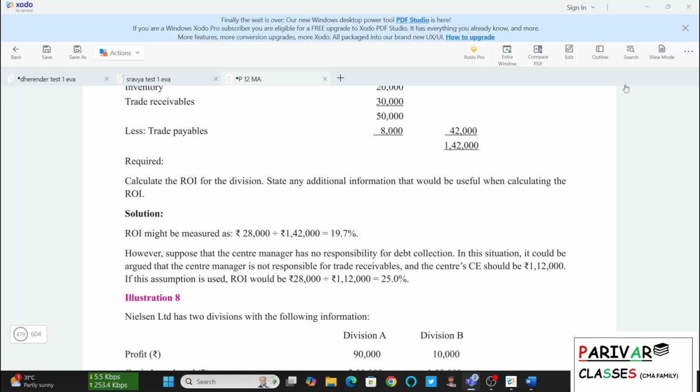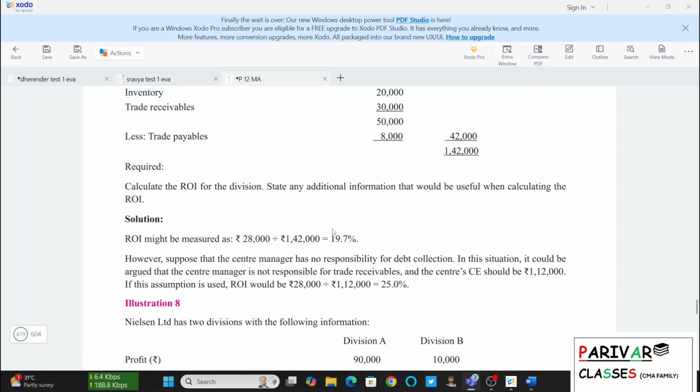Yeah, he is saying if the division manager is not responsible for debt collection, we should not add trade receivables in capital employed. This is an awkward assumption. Can anybody think like this? That the division manager is not responsible for debt collection. The manager is responsible for anything happening in the division. He is only responsible for sales, he is only responsible for trade receivables. So this is an awkward assumption.